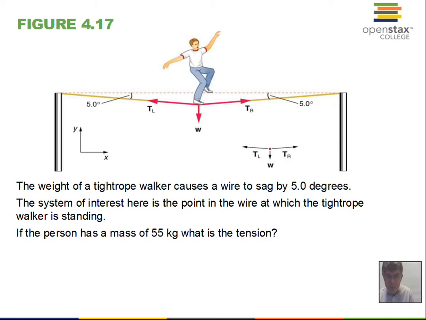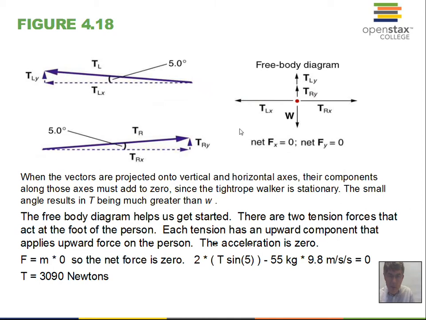What is the tension? Again, the free body diagram helps us with this. The tension has X and Y components. Each tension has an upward component, tension to the left, tension to the right. There are Y components shown here. The tension has a component in the X direction, to the right and to the left. Those add to 0. Then we have the weight.